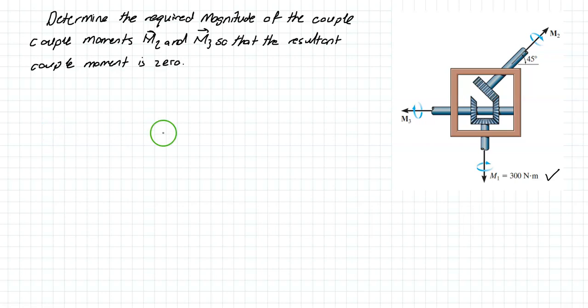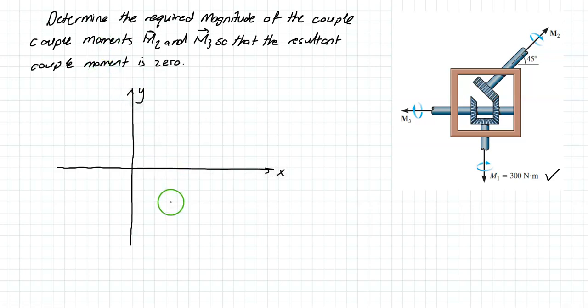Okay, so what we can do here is draw an axis system, XY, for this problem, and we can actually move these vectors around anywhere within the system, because as we know, couple moments are free vectors.